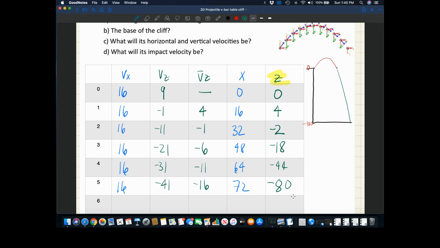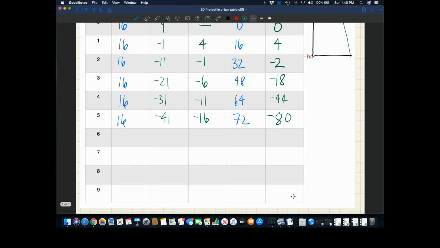So we're still not there. We can see here in this last one, we changed by 36. So it's going to change by more than that this next time, which will take us to beyond minus 100. So we only need one more. So 16, minus 51, minus 21, and 88.